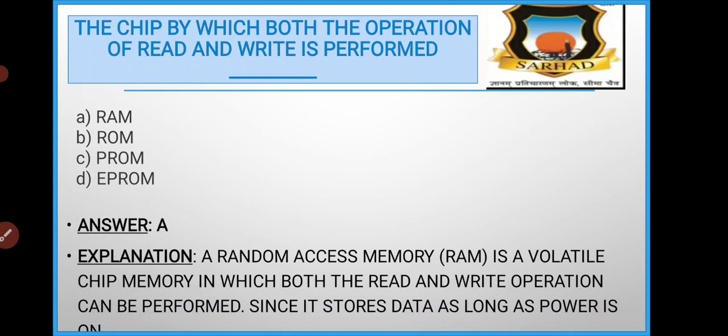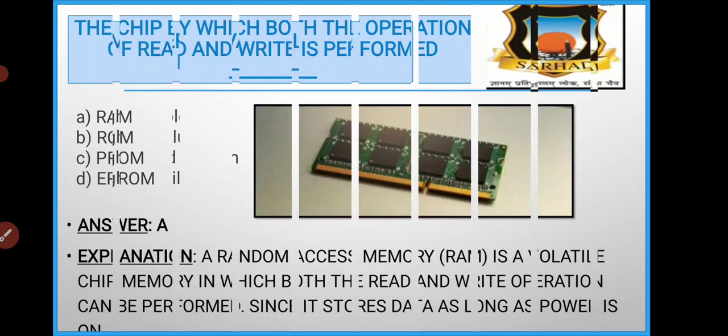The random access memory, RAM, is a volatile chip memory in which both read and write operations can be performed, and it stores data as long as the power is on. So it is one type of volatile memory. That's why we can say that the chip by which both the operation of read and write is performed is RAM only. So option A is correct. This is the image for RAM.